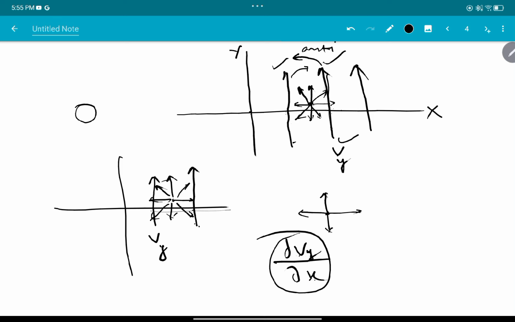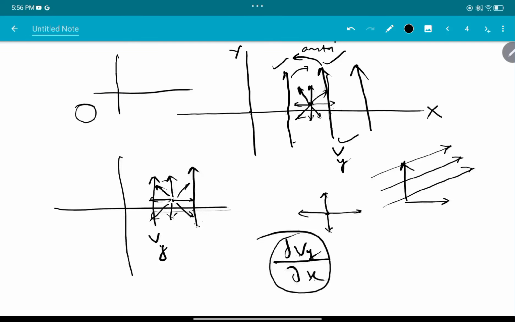Now, having said that, suppose the velocity of the fluid not only has a vertical component, that is the y component, it also has a horizontal component. So suppose the stream is flowing in this direction. Then it certainly has a horizontal component and a vertical component. Now we were considering the vertical component, now let's take the horizontal component.